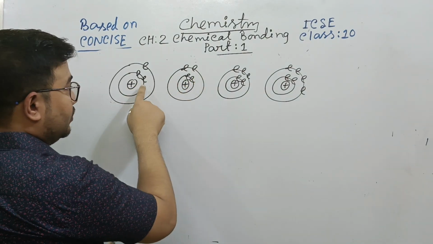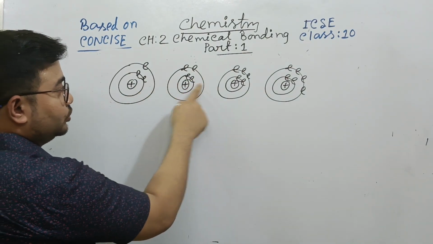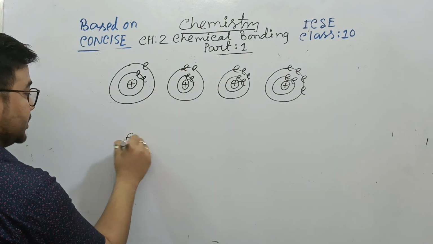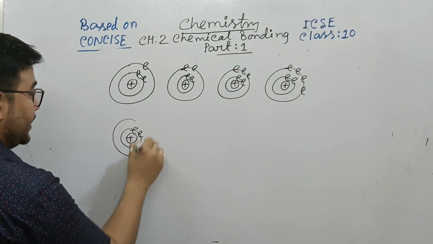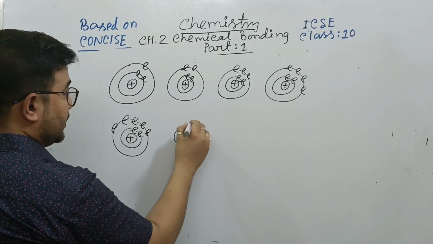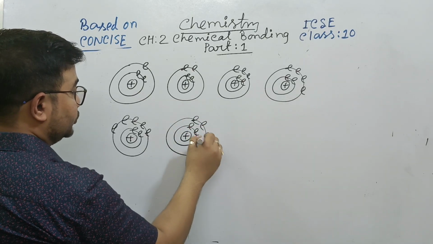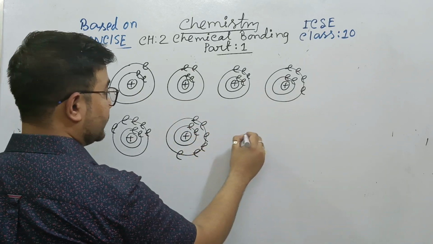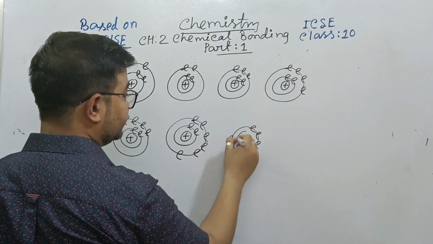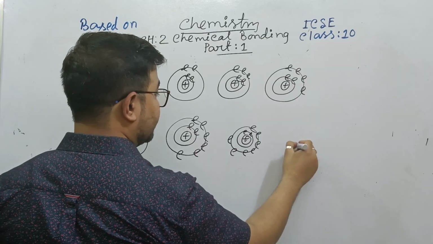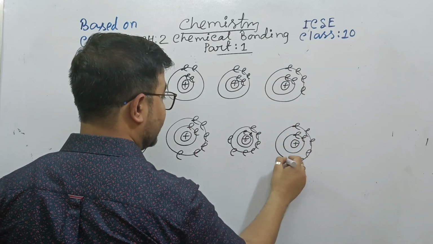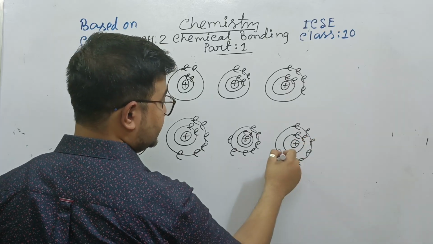In all cases the inner shell has 2, 2, 2 and 2, but the outer shell has 1, 2, 3, 4. Now the outer shell 5, then 6, then 7, then 8 electrons.